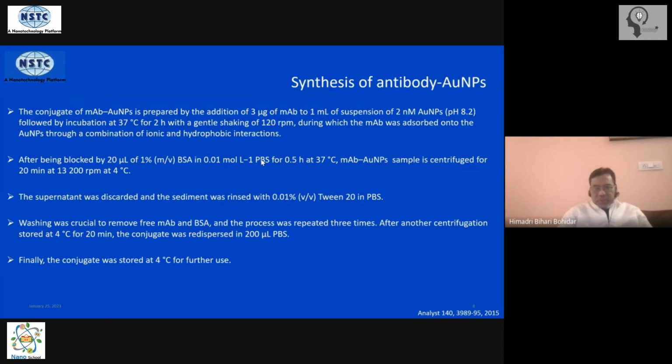for future use. The protocols are very much standard, and the slides will be shared with you, so you can read the protocols even later.